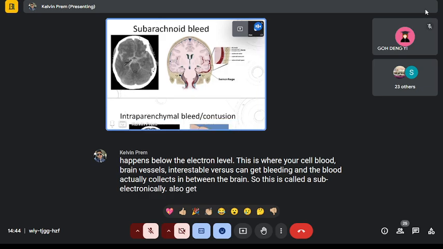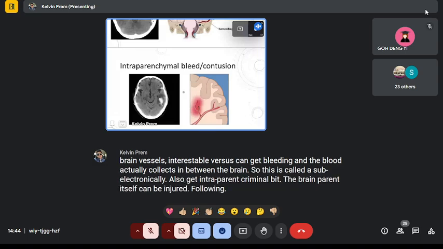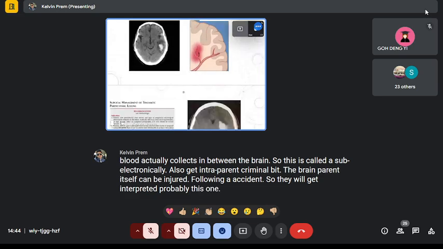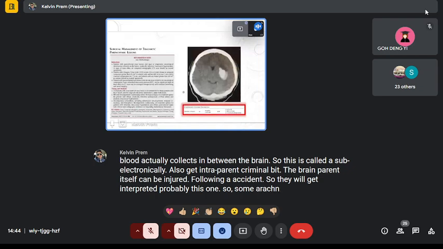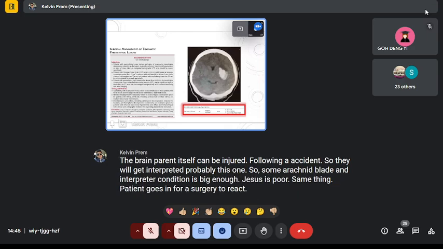You also get intraparenchymal bleed. The brain parenchyma itself can be injured following an accident, so they will get intraparenchymal bleed as well. So for subarachnoid bleed and intraparenchymal bleed, if the lesion is big enough and GCS is poor, same thing, the patient goes in for a surgery to evacuate the clot.